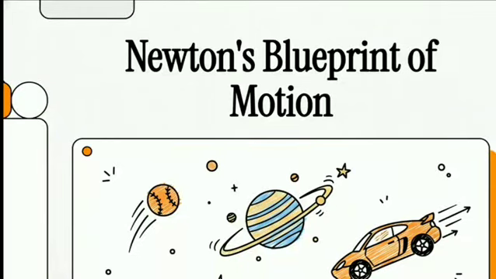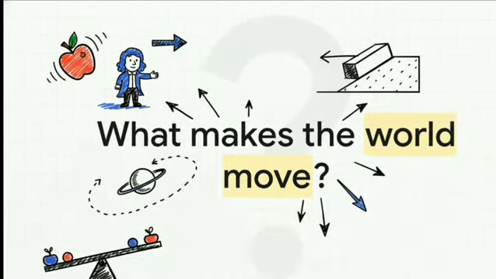Have you ever really thought about what makes a baseball fly through the air, or what pushes you back in your seat when a car takes off? It all boils down to a few incredibly elegant rules figured out centuries ago. Today, we're going to crack open the code on Newton's laws, the literal blueprint for how pretty much everything in our universe moves. So, let's start with the most basic question of all.